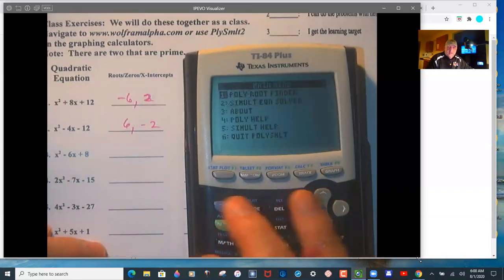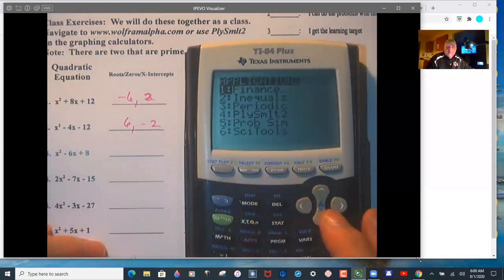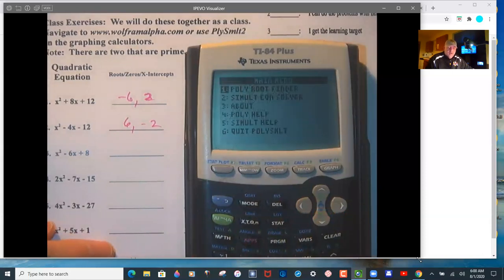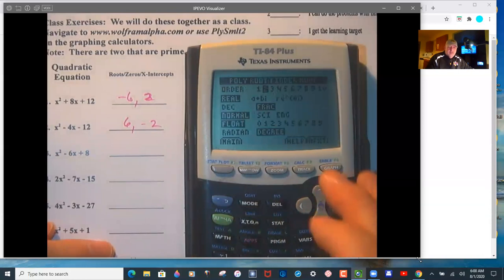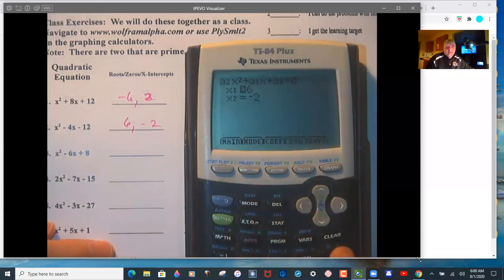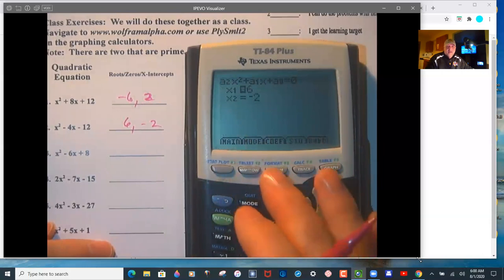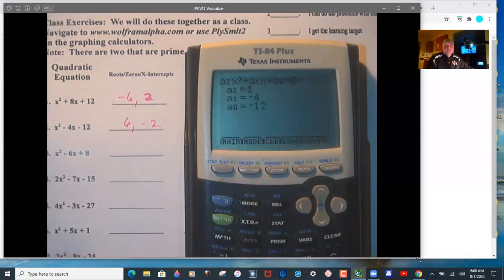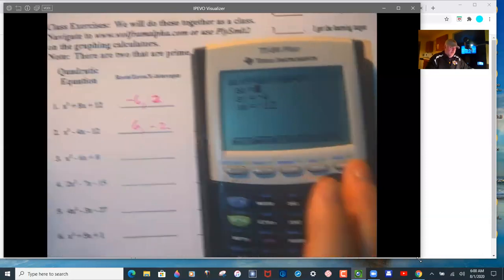Okay, so we'll start again here. Apps, PLY-SMLT2, Poly Simul 2, I call it. And we're going to use option 2 later on, so don't forget this. There it is. Next, you put in your A, B, and C, and you hit solve, and you got it. Pretty easy. Then back to coefficients. That is a root finder, just as the one online is.